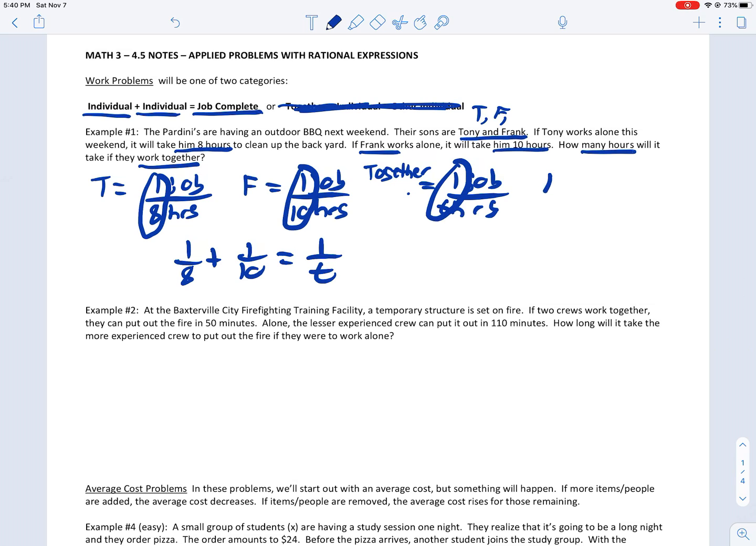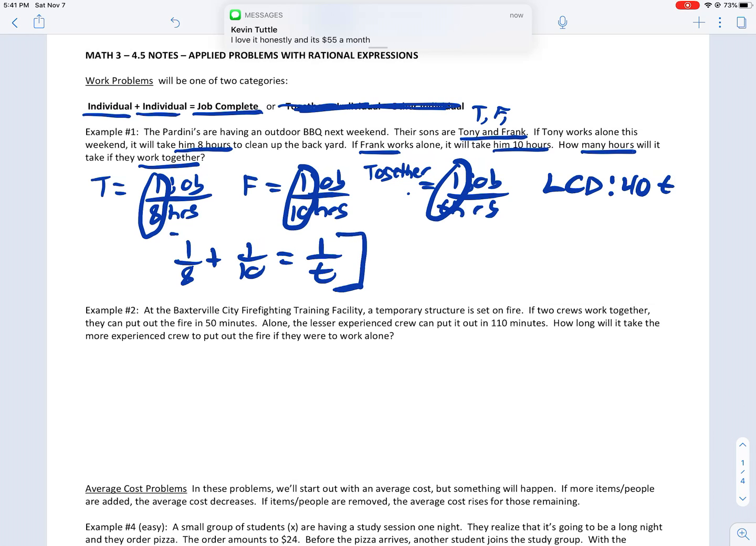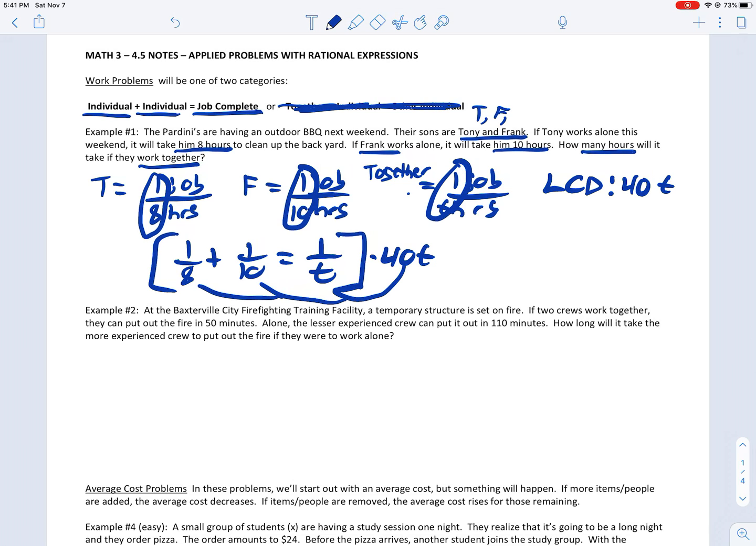So same idea, right? We're going to do LCD, same idea as section 4.4. So in this case, the smallest number that 8 and 10 go into would be 40, and we need a t as well. So I'm going to multiply everything by 40t. So multiply, multiply, multiply.